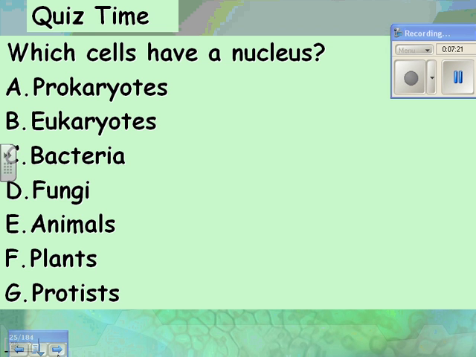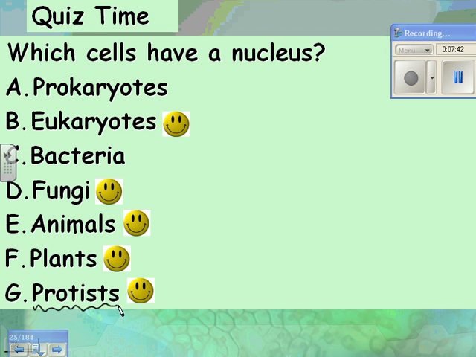Which cells have a nucleus? Prokaryotes, no. Eukaryotes, yes, you are a eukaryote. Bacteria, no, because they're prokaryotes. Fungi, yes. Animals, yes. Plants, yes. And here's the tricky one, protist. I told you no. Oh, but I lied, because a protist is a eukaryote. So this is truly the tricky one. It's confusing because it's single-celled, but it's one of the eukaryotes.